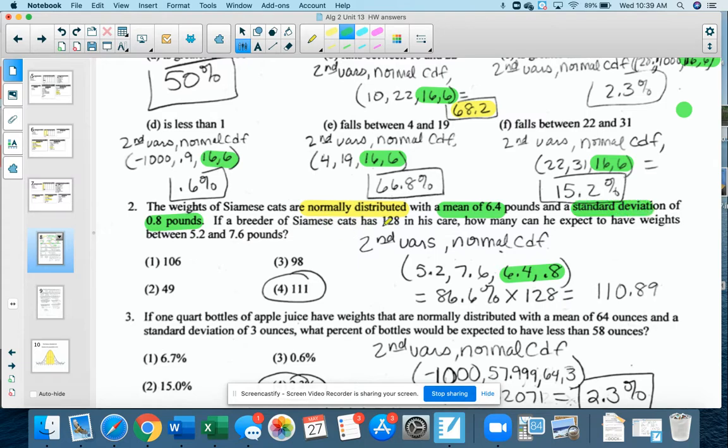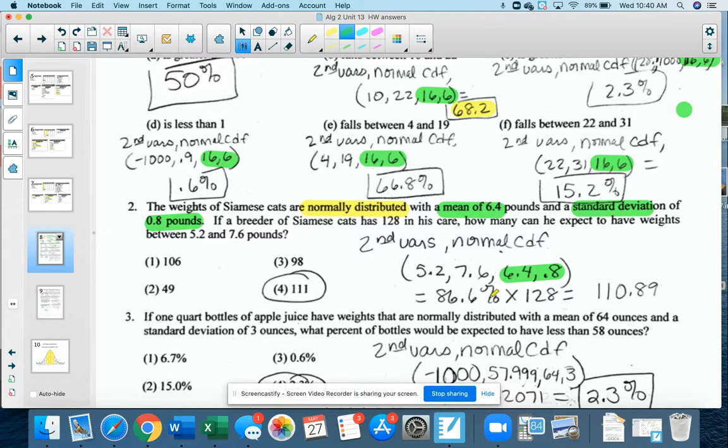A breeder of Siamese cats has 128 in his care. How many can expect to have weights between 5.2 and 7.6? So 5.2 is my lower, 7.6 is my upper. My mean is 6.4. My standard deviation is 0.8. All that goes into my calculator. I do get 86.6%. Now, that's not the answer.